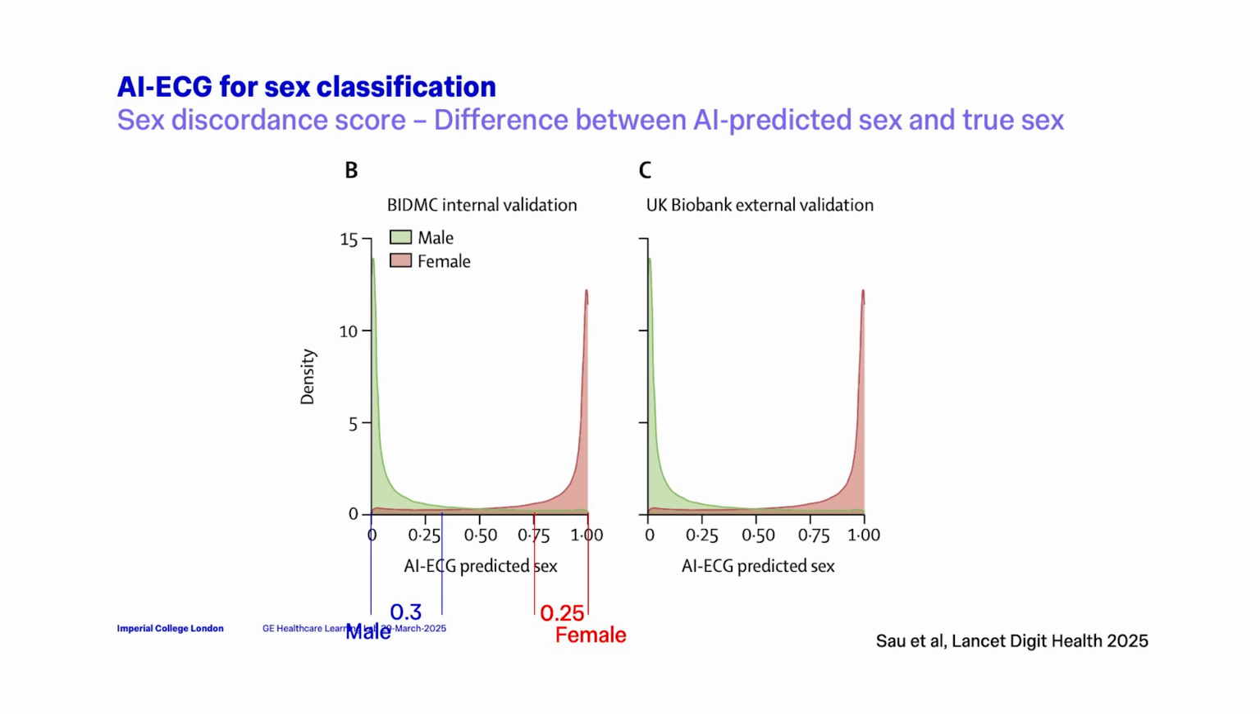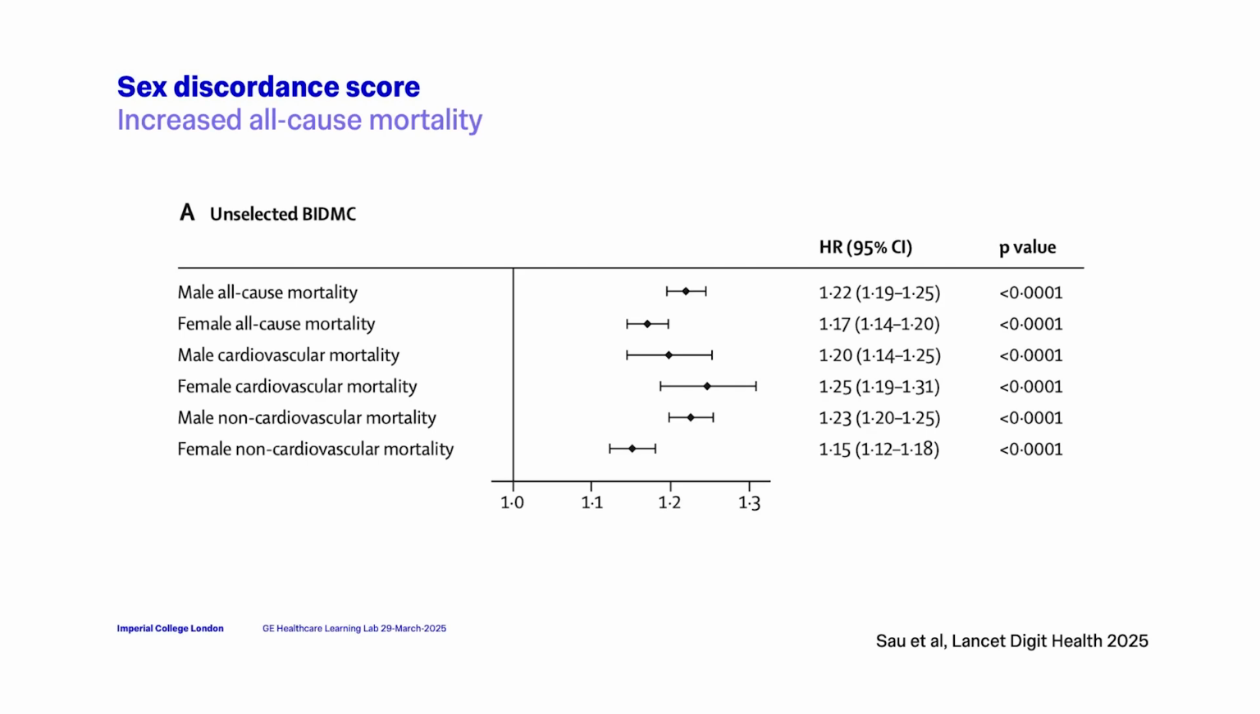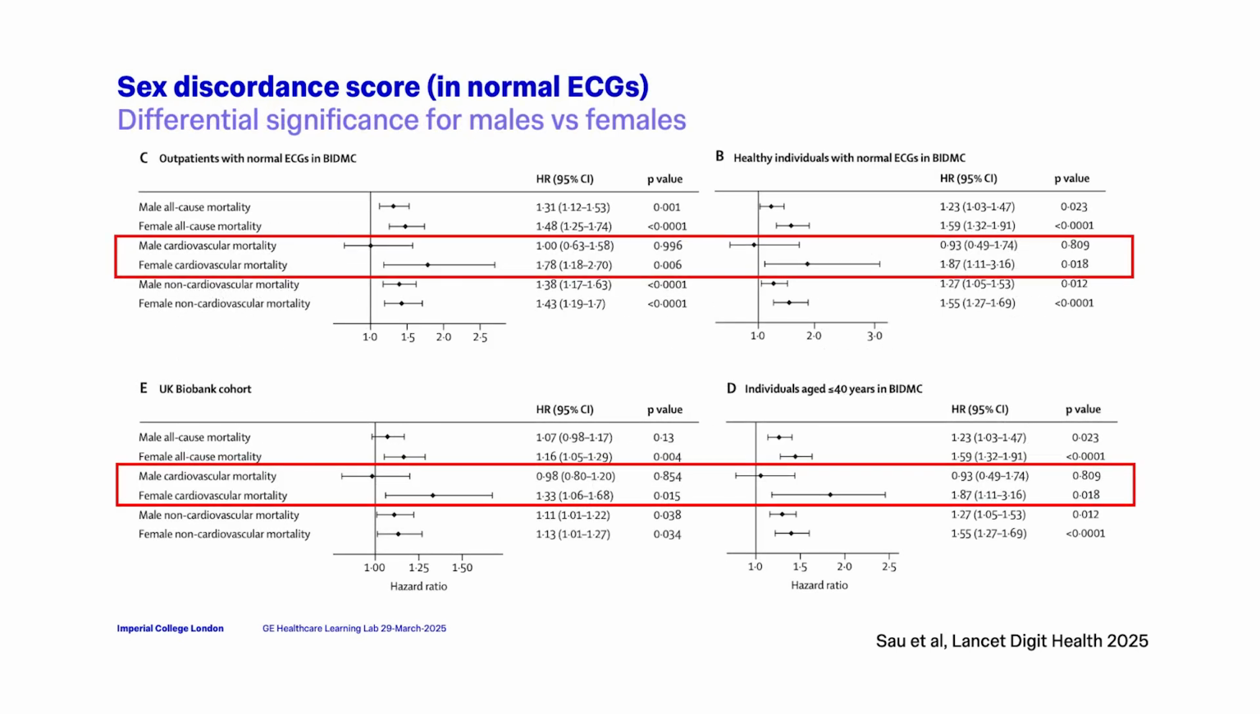So what we did was to say, if the model gets your sex wrong, is that a bad thing for you? And it turns out it is. So the more the model guesses your sex wrong, the greater your chances of dying in the future from all kinds of things. And that might be intuitive, because if you have lots of abnormalities in ECG, it makes it more difficult to guess your sex. But if you restrict it just to normal ECGs, here's where it gets interesting. And I think this fits in with our understanding of biology and cardiovascular risk. If you're male and the model thinks you're female, you do not have any increased cardiovascular risk.